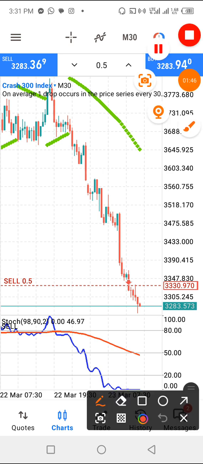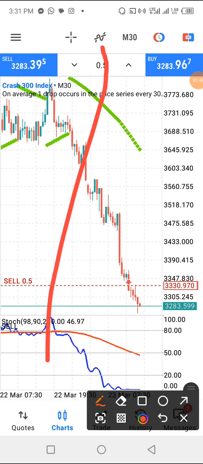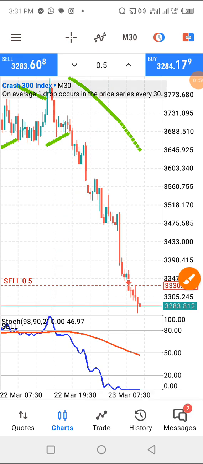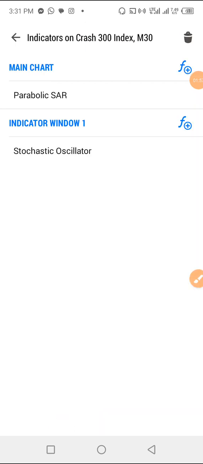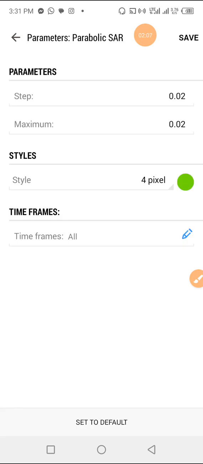Now when you click on this icon here, it will take you to where you'll be able to bring out the indicators and insert them on the chart. You can see that we only have two indicators. The first indicator is the parabolic SAR. In the parabolic SAR, you are going to change the step to 0.02 and the maximum to 0.02 as well. You can use any color of your choice. There's no level, then you click save.